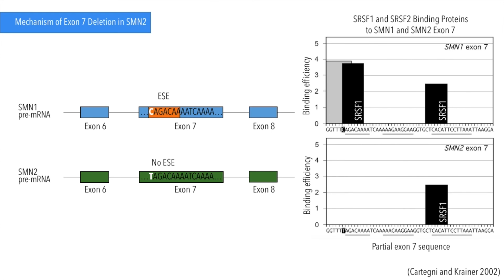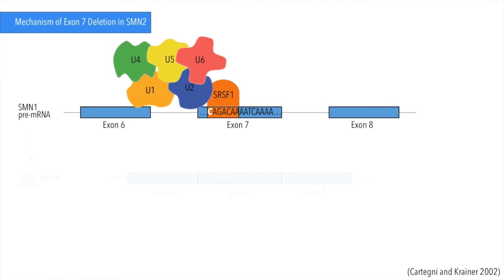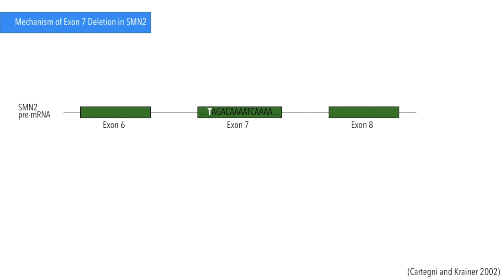Studies have found that the ESE in SMN1 exon 7 recruits SRSF1 proteins, shown here as the height of the black bar, while the disrupted ESE in SMN2 exon 7 does not. Normally, SRSF1, a splicing factor which facilitates splicing through a series of protein-protein and protein-RNA bridges, recruits U1 and U2AF, which in turn recruits U2 for splicing of exon 7. However, the C to T transition in SMN2 exon 7 prevents the efficient binding of SRSF1, and this results in the skipping of exon 7.